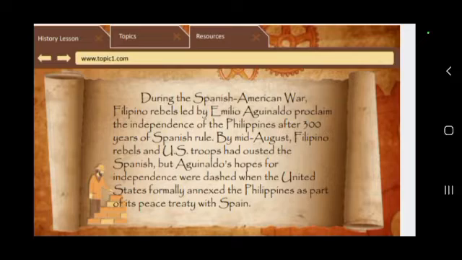So as we go back to our past lessons, when we were in high school or elementary, we discussed how they proclaimed the independence of the Philippines during the Spanish and American War. This was led by our first president, Emilio Aguinaldo, and the United States formally annexed the Philippines as part of its peace treaty with Spain.